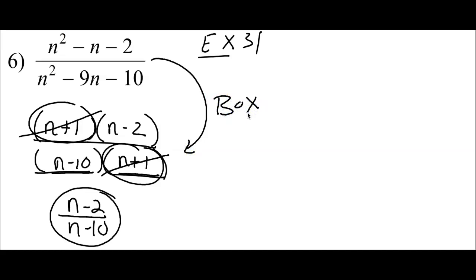How did I know to do the box method on this one? It's got 3 terms. Good job, guys. So 3 terms on the top means that you're going to do box method. 3 terms on the bottom means you're going to do the box method. After you do the box method, you just reduce. Whatever's the same on the top and bottom, reduce it out. Okay?